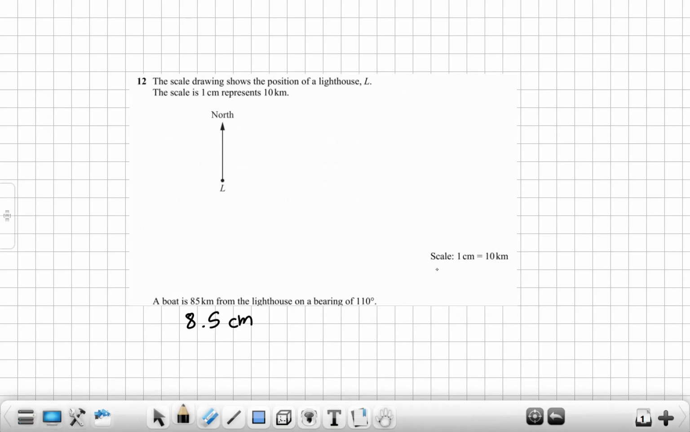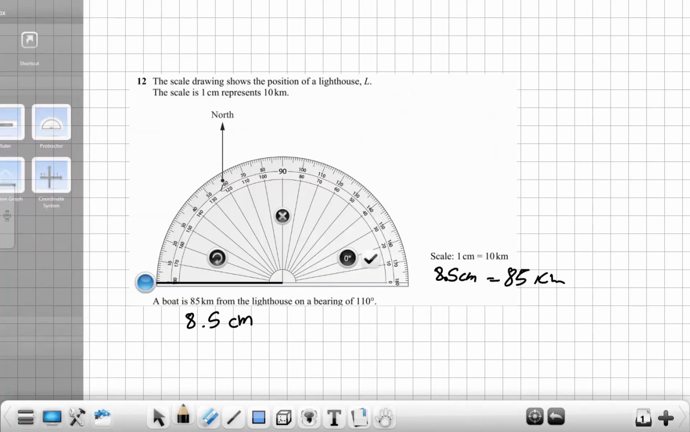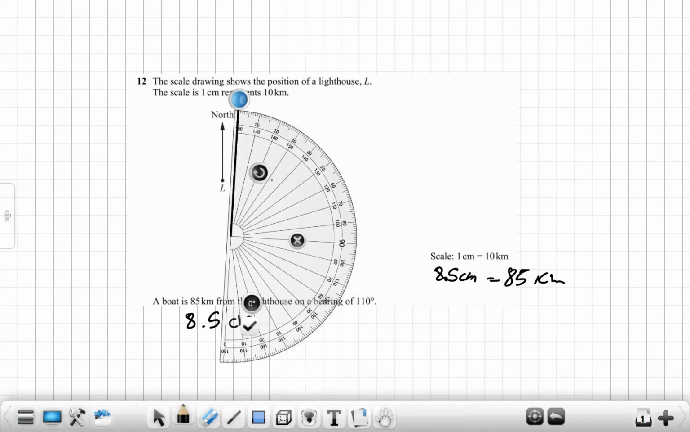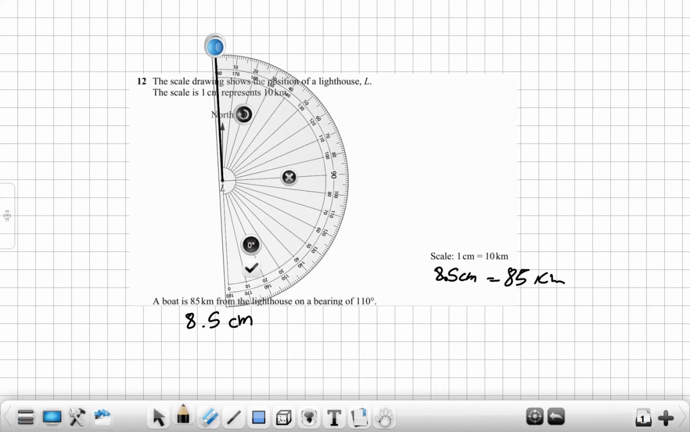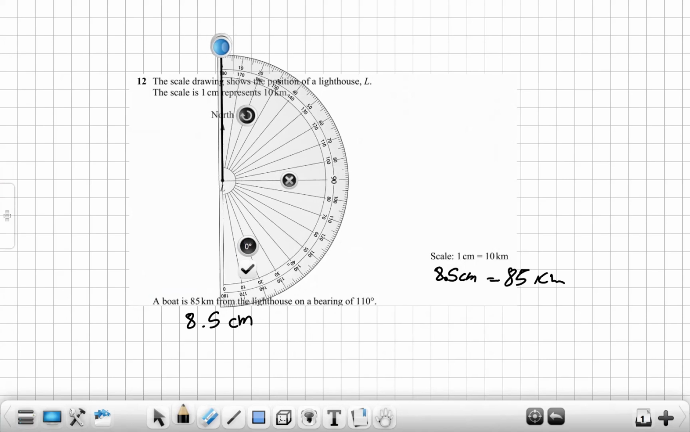So 8.5 centimeters will be what? 85 kilometers, which is what they want. So your line must be 85 kilometers, but which direction? You must use the protractor. Look at this. We measure it from north clockwise. Here you go. Then you get 110 degrees, which is this one.